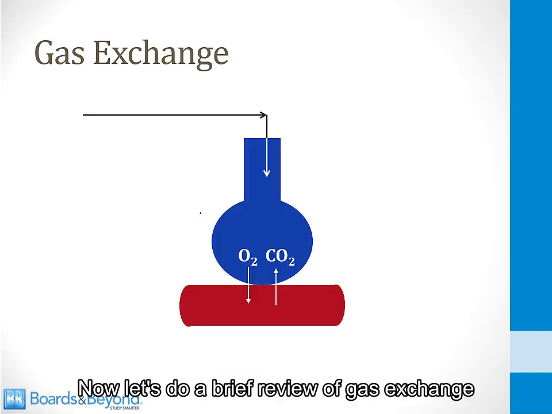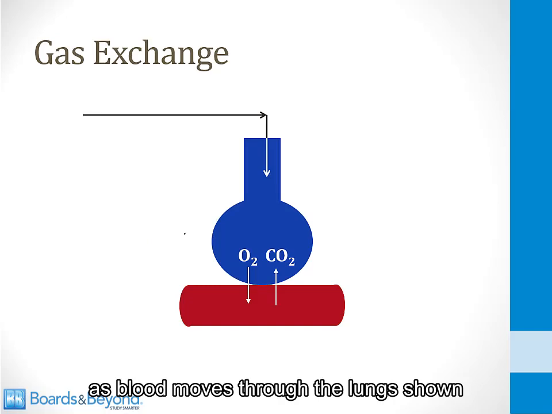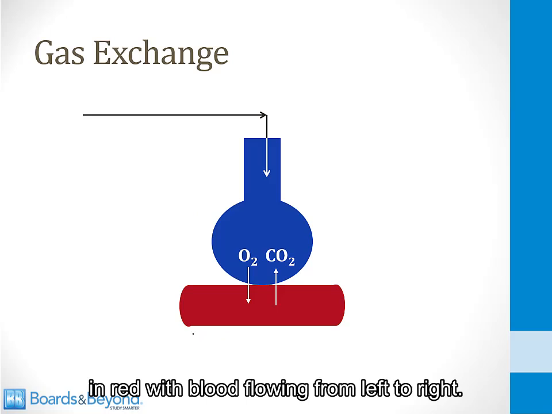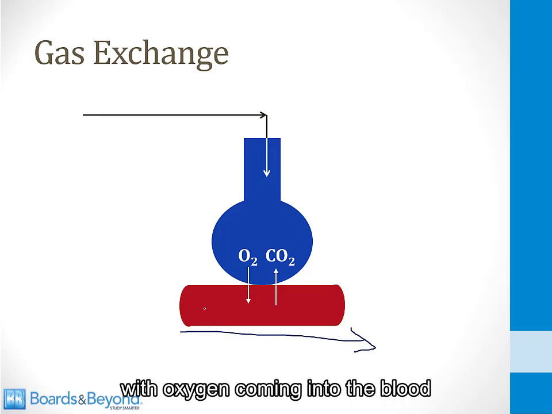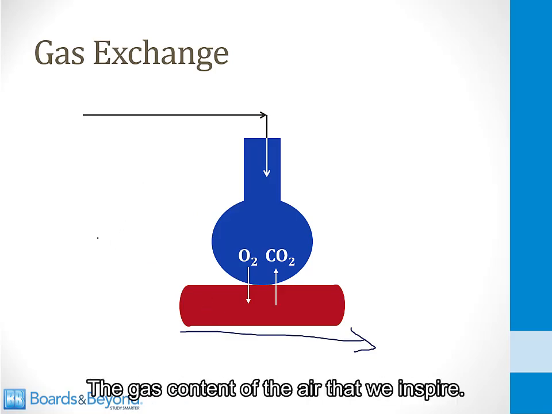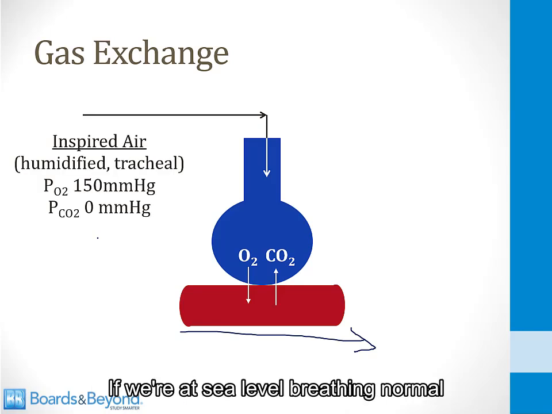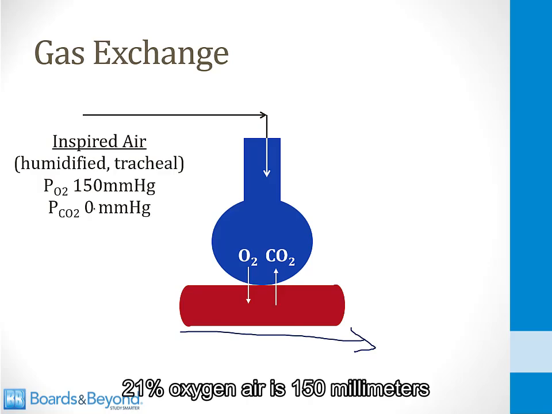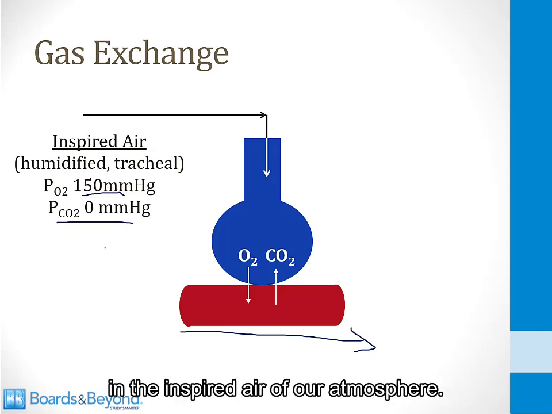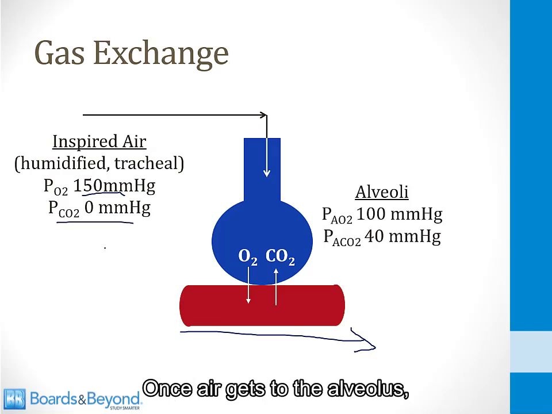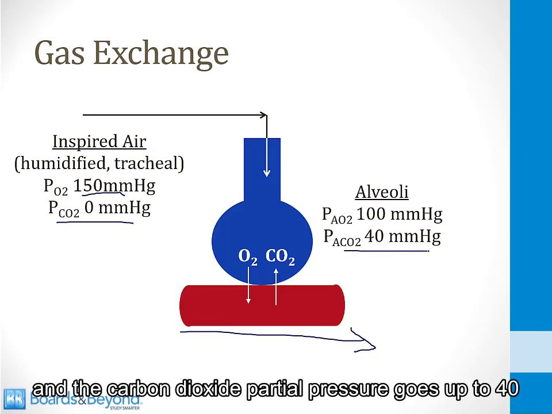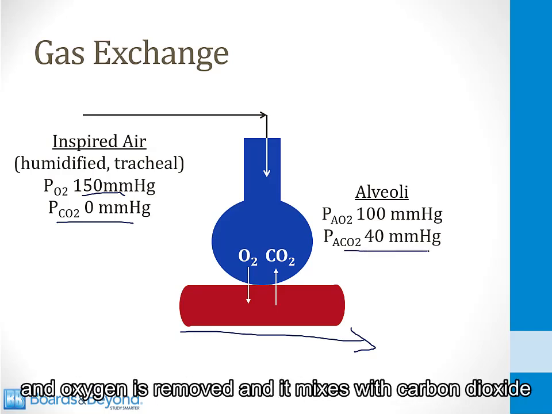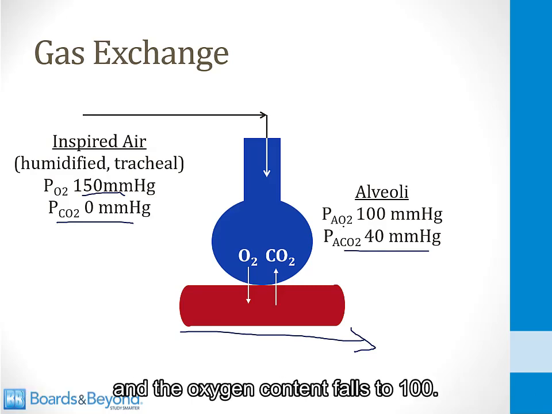Now let's do a brief review of gas exchange as blood moves through the lungs. Shown on this slide is a pulmonary capillary in red with blood flowing from left to right. It flows past an alveolus, shown in blue, with oxygen coming into the blood and carbon dioxide leaving. The gas content of the air that we inspire, if we're at sea level breathing normal 21% oxygen air, is 150 millimeters of mercury partial pressure of oxygen, and there's essentially no carbon dioxide in the inspired air of our atmosphere. Once air gets to the alveolus, the concentration changes. Carbon dioxide is added, and the carbon dioxide partial pressure goes up to 40. And oxygen is removed and it mixes with carbon dioxide, and the oxygen content falls to 100.